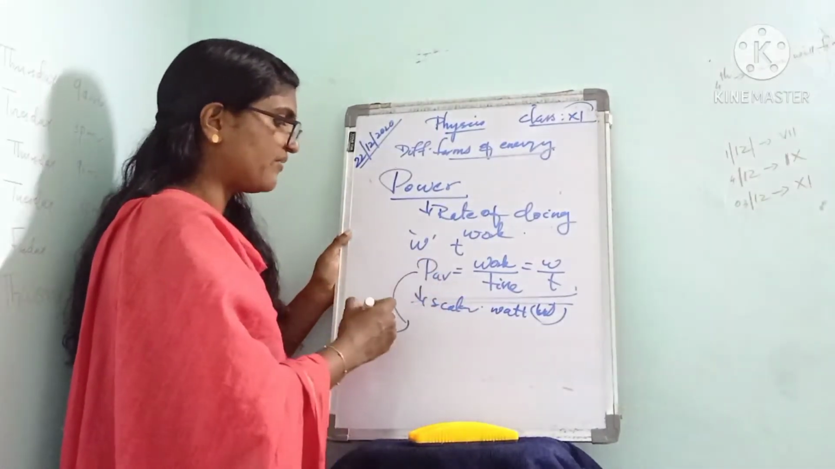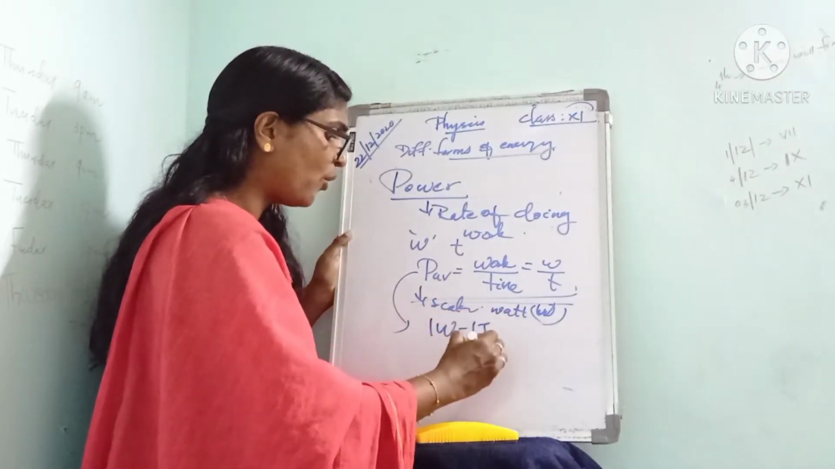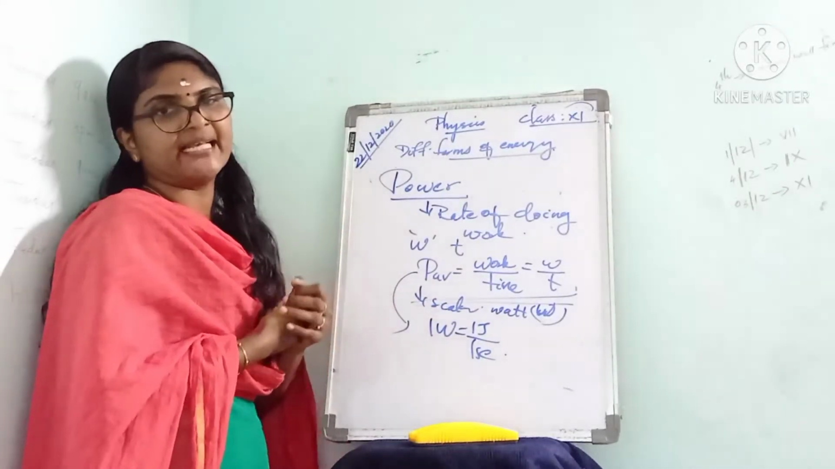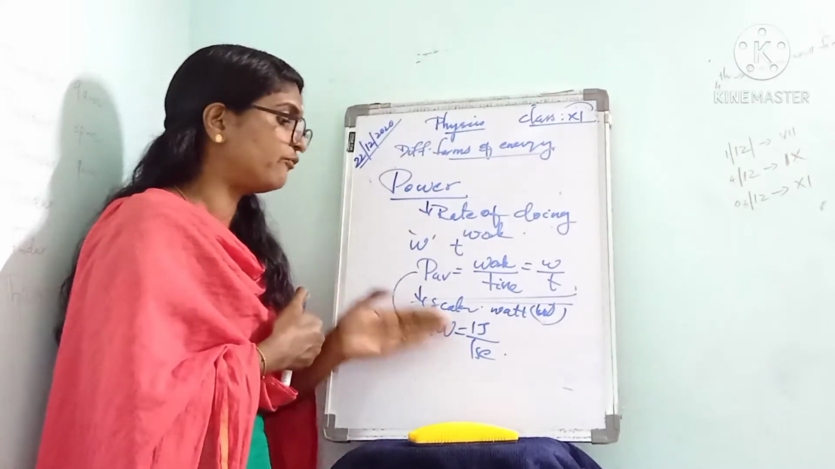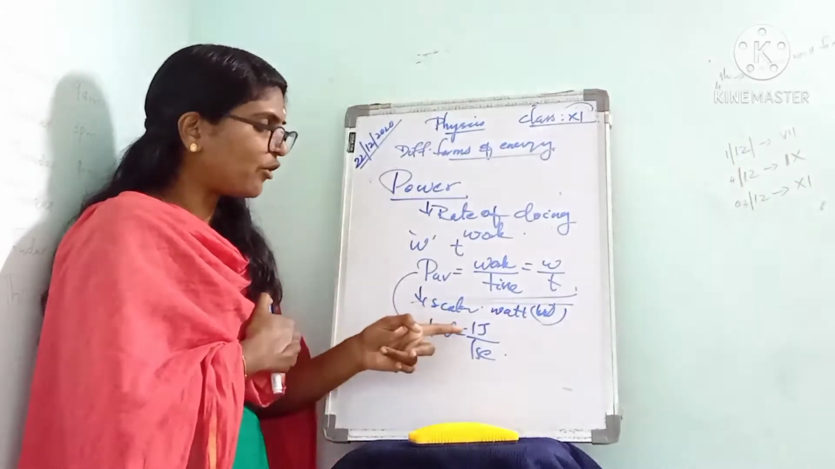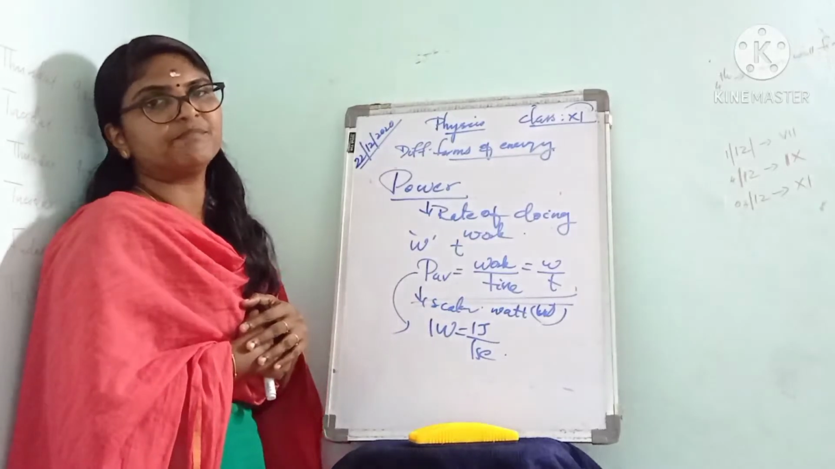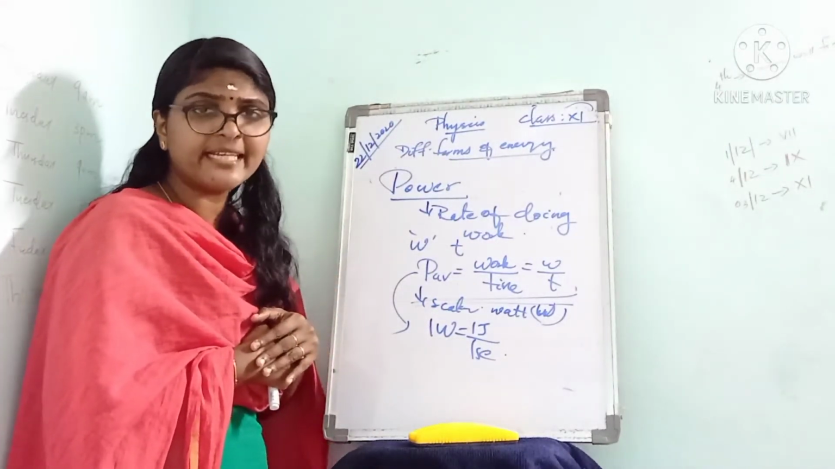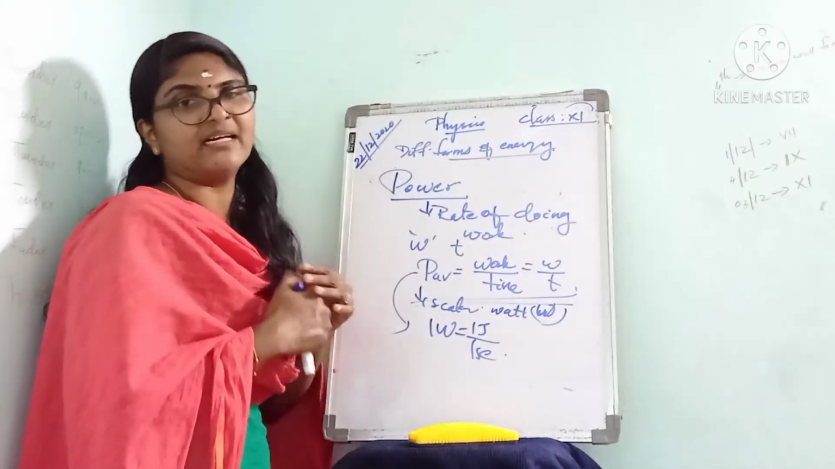Using this equation, we can define 1 watt. That is, 1 watt is equal to 1 joule by 1 second. Power is said to be 1 watt if an object does work at the rate of 1 joule per second. Listen to it. Define 1 watt: if an object does work at the rate of 1 joule per second, then the power of the object is said to be 1 watt.